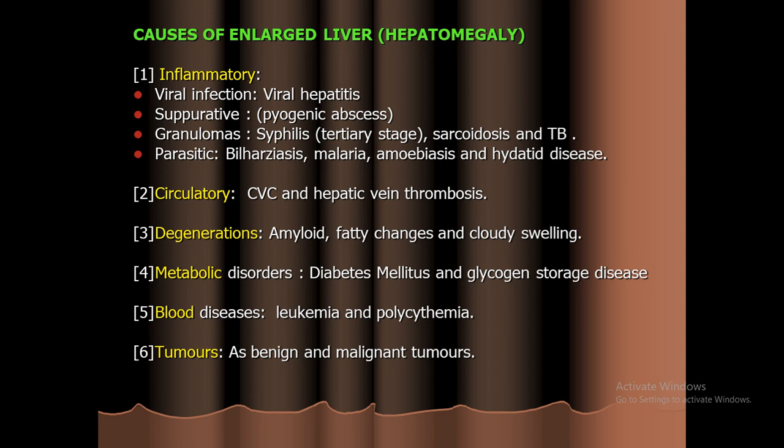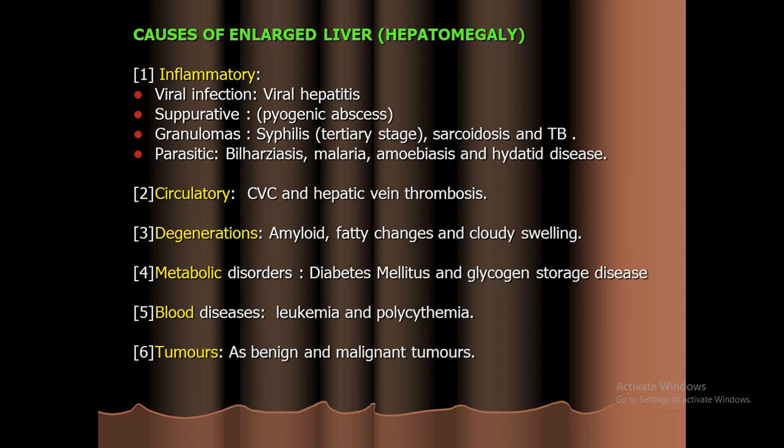Hepatomegaly. What causes hepatomegaly? Either inflammatory lesions like viral hepatitis, as we said, pyogenic abscess, suppurative, granuloma like syphilis, tuberculosis, parasitic, sure, bilharziasis. Don't forget bilharziasis. We are endemic for bilharziasis. This is inflammatory lesions. Circulatory, maybe chronic venous congestion, which causes enlargement of the internal organs.